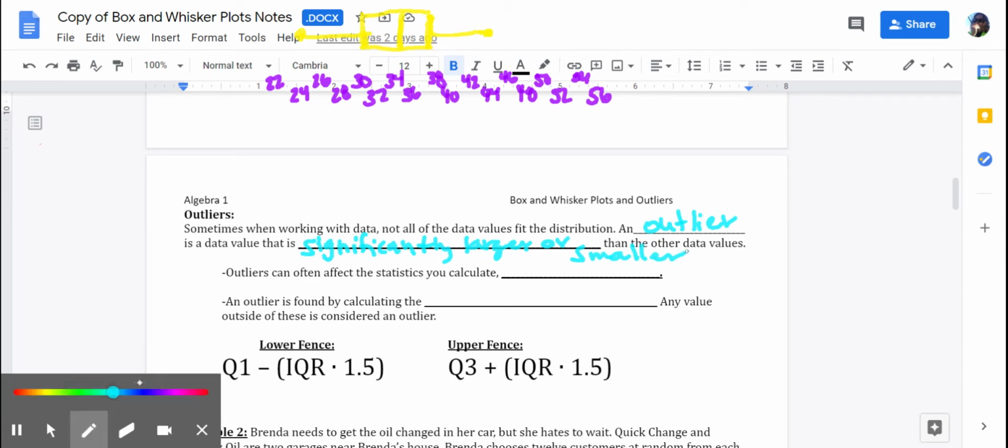And when we have an outlier, that's going to affect the other statistics that we calculate. And specifically, that is going to affect our mean. So think about test scores. Anytime you're absent, I put a 0 in for your test score, and that is going to pull your average down. Now that's just to remind me and you that you need to make up the test.